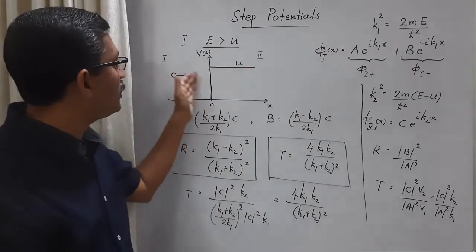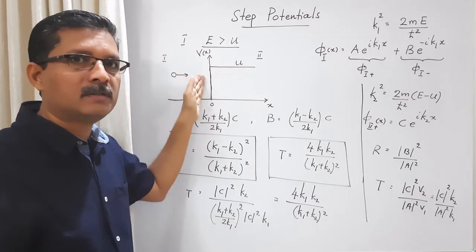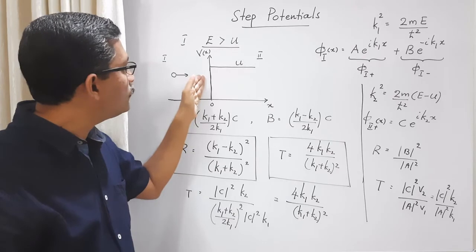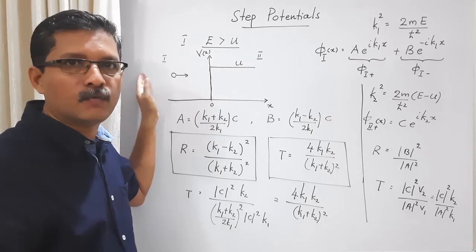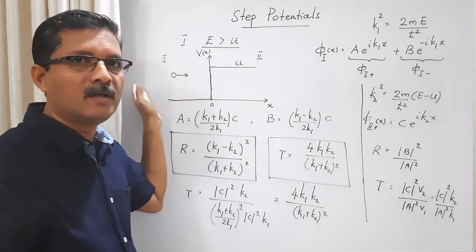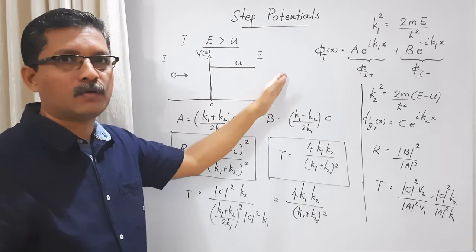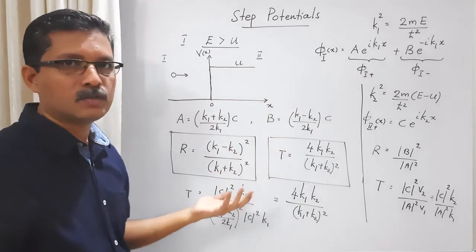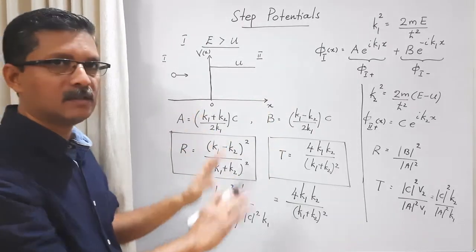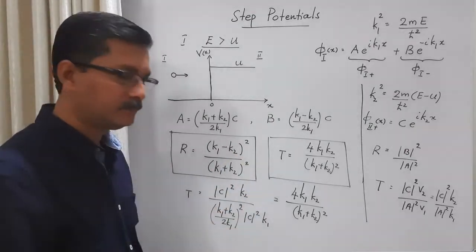If 100 particles are incident per second, the incident intensity is 100. Out of this, some 60 particles per second are reflected and 40 particles per second are transmitted. So the reflection probability is 60 out of 100 and the transmission probability is 40 out of 100. If you add them, the result should be 1. No particles are missing here, so R plus T is 1.